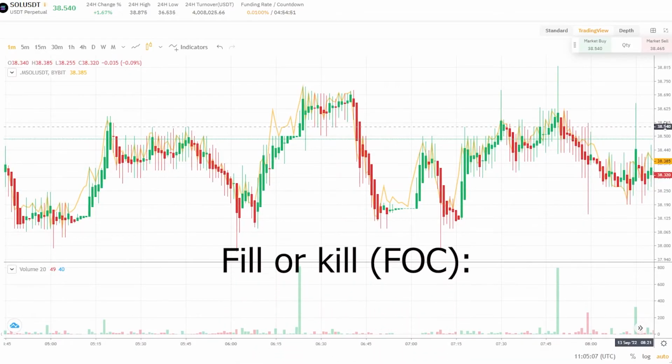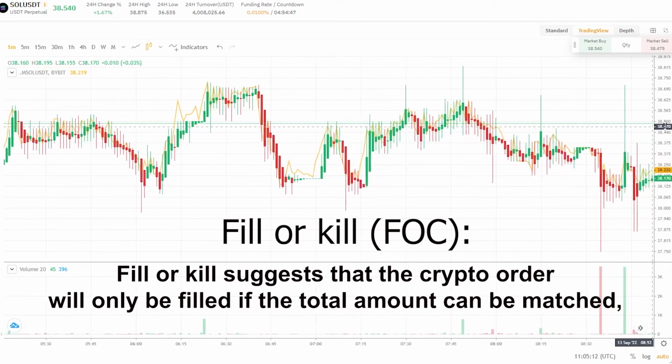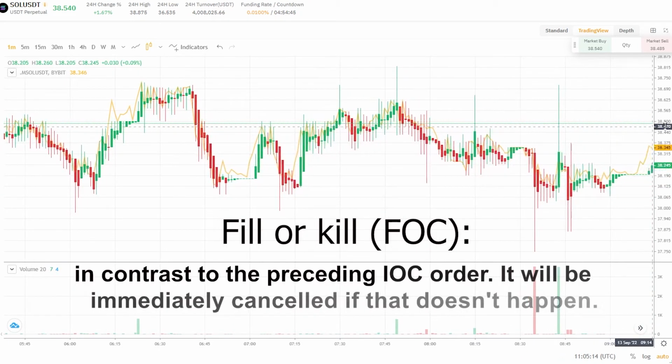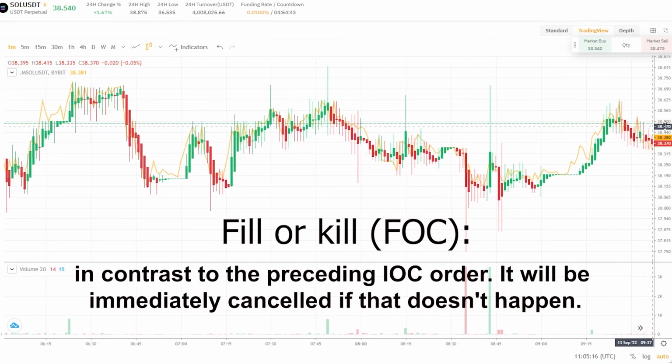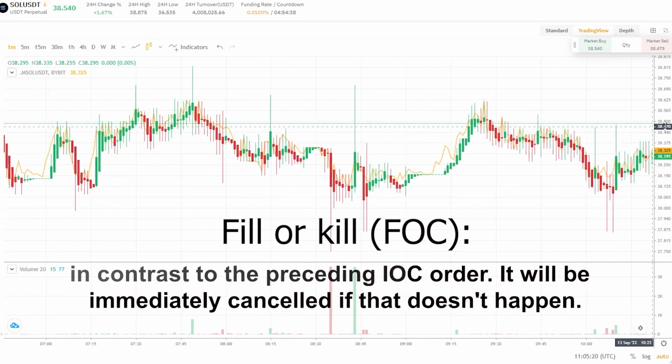Fill or kill. Fill or kill suggests that the crypto order will only be filled if the total amount can be matched, in contrast to the preceding IOC order. It will be immediately canceled if that doesn't happen.